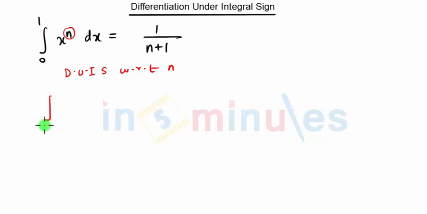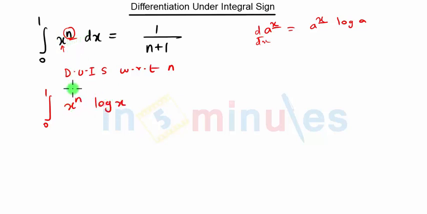So this will be integration 0 to 1, and now x is constant because we are taking derivative with respect to n. Whenever we have derivative of a raised to x, it is nothing but a raised to x log of a. Here the variable is x, but here the variable is n. So x raised to n log of x, derivative of x raised to n is x raised to n log of x dx, equal to derivative of this term. Derivative of this term is nothing but minus 1 upon n plus 1 square.